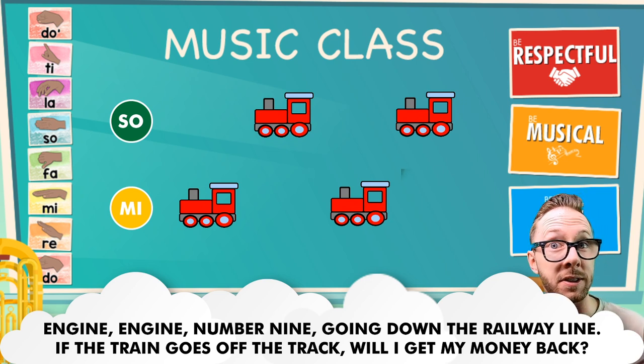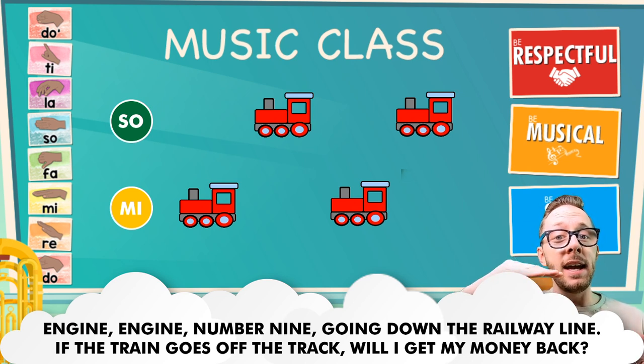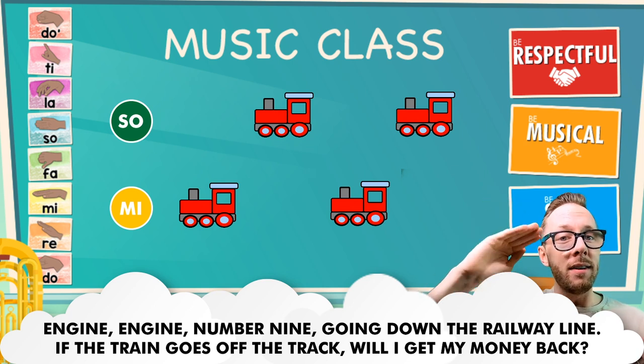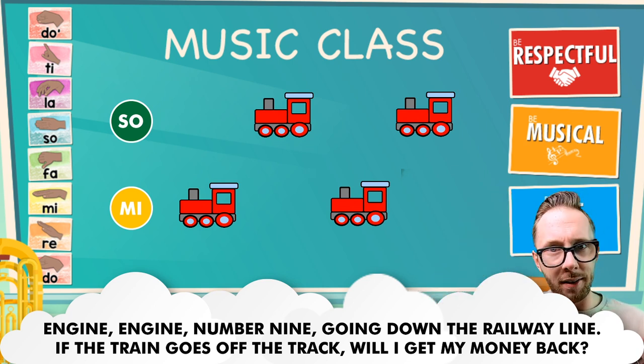Notice this one doesn't start on so. It starts down on me, so it's going to start lower. Can we start on me, please? Ready? Here we sing. Me, so, me, so. Nice job. One more time with me. Ready? Me, so, me, so. Very good. Let's do one more pattern all together.